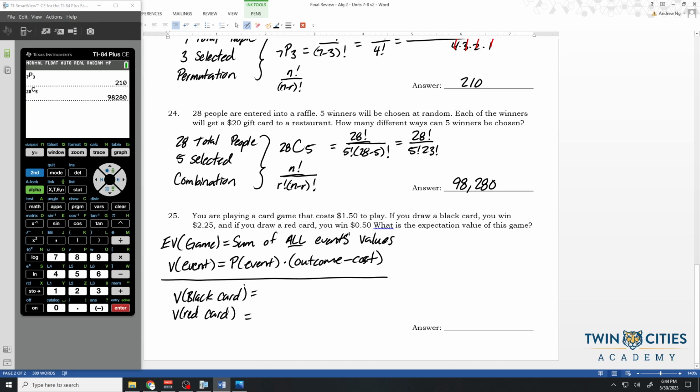To find the value of each, I need to know the probability of these separate events. The probability of getting a black card, this is 1/2. Half the deck are black cards. Same thing with red cards. The other half of the deck are red cards.